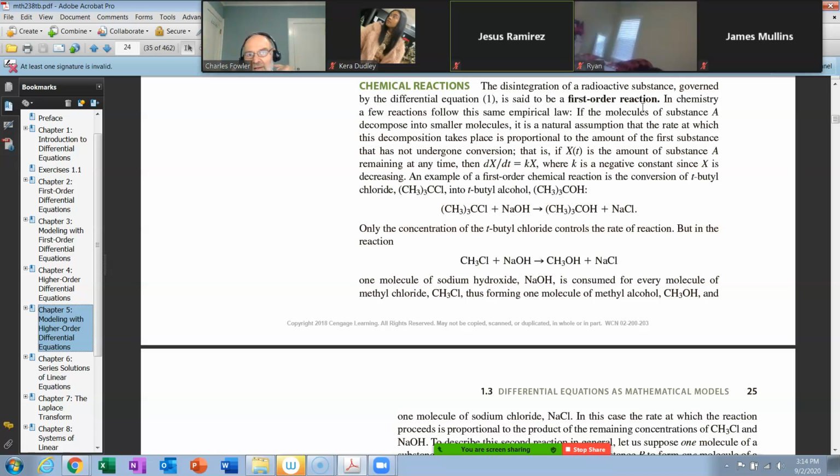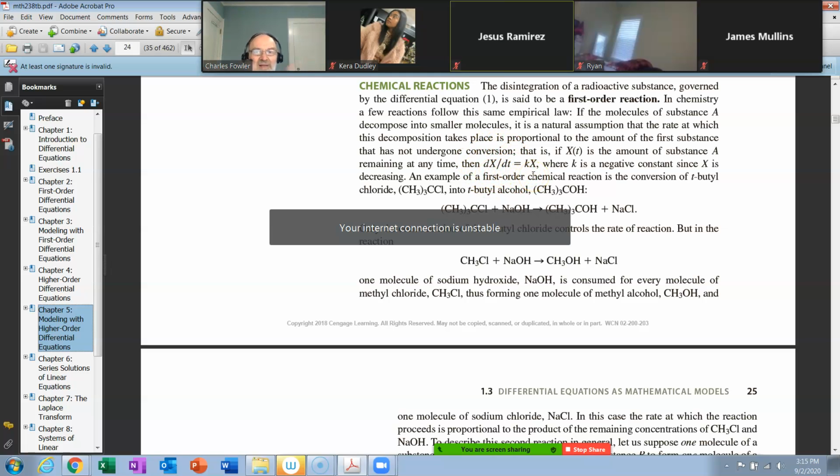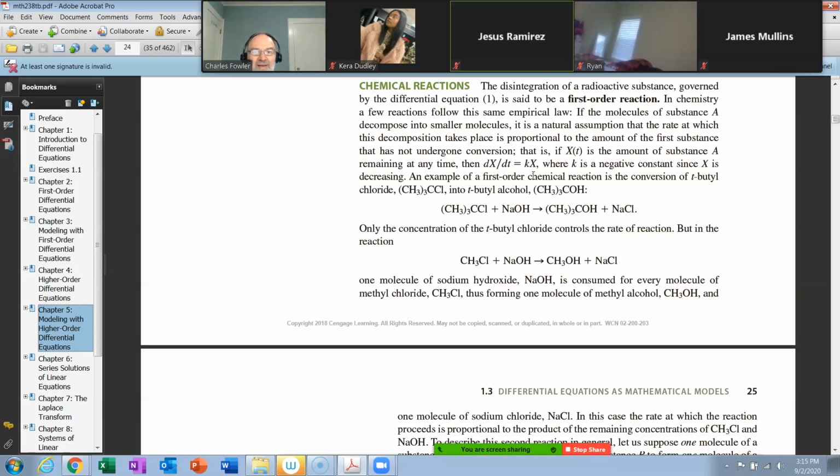Okay. Now, here in chemistry is how you express that. If x of t is the amount of substance A remaining at any time t, then the rate at which it's decomposing is... oops, my internet connection's unstable, so I'll quit talking about that. Okay, I'll get back to differential equations. Did I break up a little there or not?